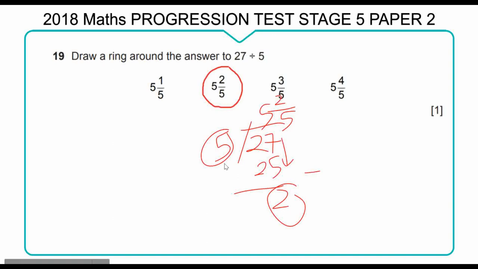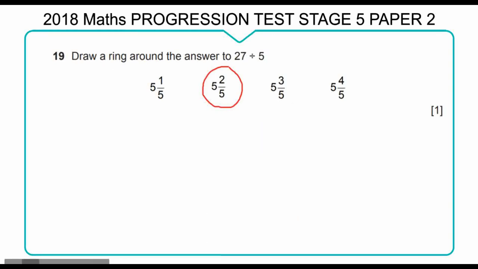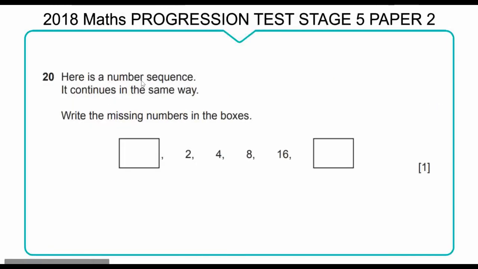Move on. Let's see the next question, question 20. Here's a number sequence. It continues in the same way. Write the missing numbers in the boxes.